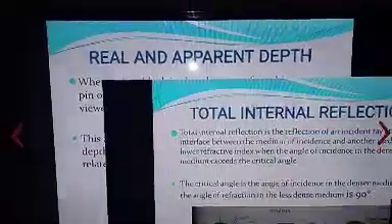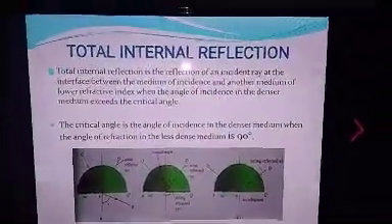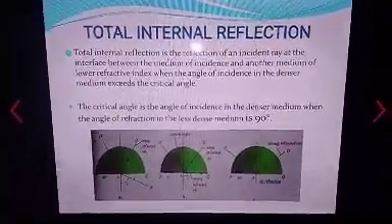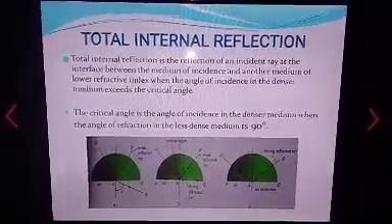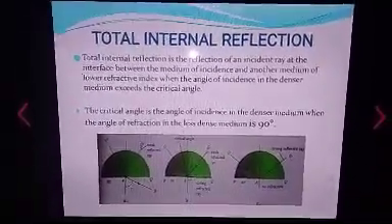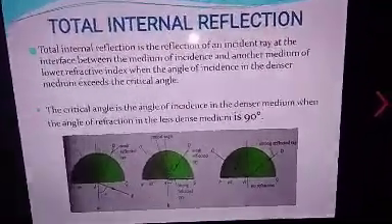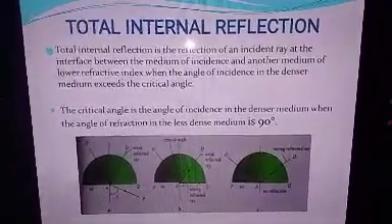Then we see total internal reflection. Total internal reflection is the reflection of an incident ray at the interface between the medium of incidence and another medium of lower refractive index when the angle of incidence in the denser medium exceeds the critical angle. Now, what is the critical angle? It is the angle of incidence in the denser medium when the angle of refraction in the less dense medium is 90 degrees.